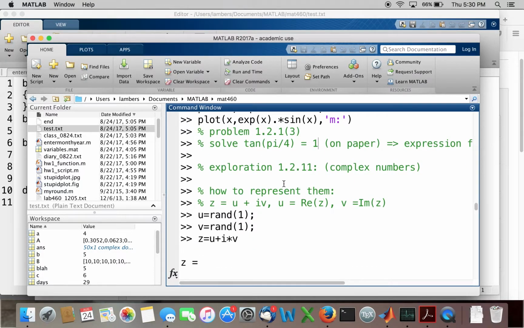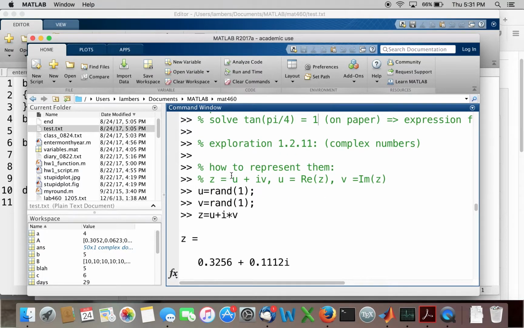Okay, now I'm preemptively giving you some information about exploration 1.2.11 that involves complex numbers. Generally students don't have much experience with complex numbers, so I want to give some fun facts about them. So here we have a complex number, u plus iv, where u is the real part, v is the imaginary part. Mathematically, this is how they're represented using capitalized Re and capitalized Im. That's a convention that most textbooks use, and often in a fancy font too.